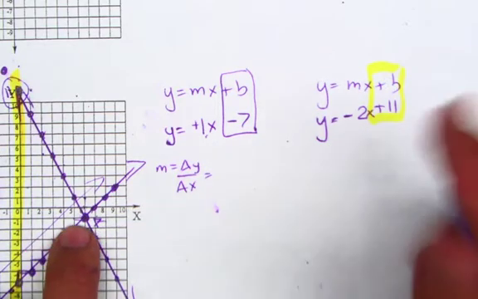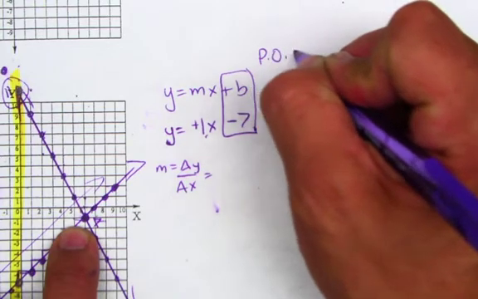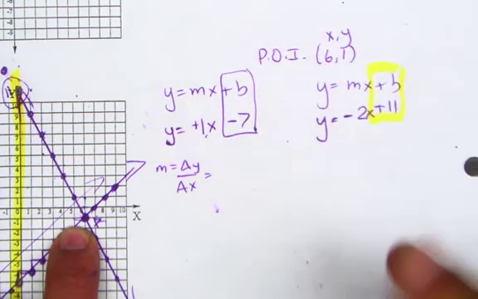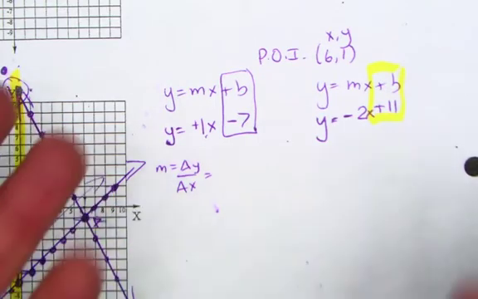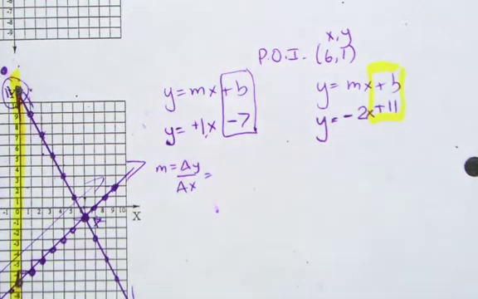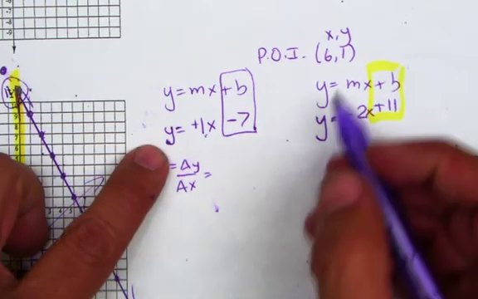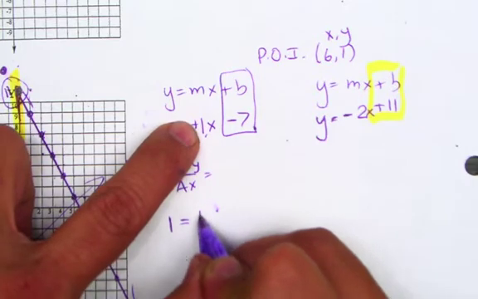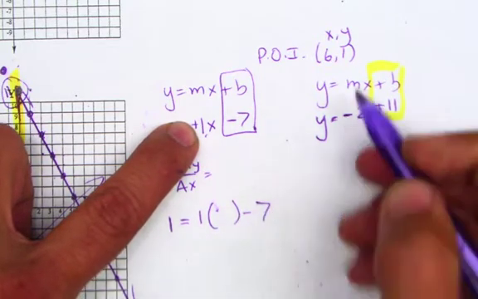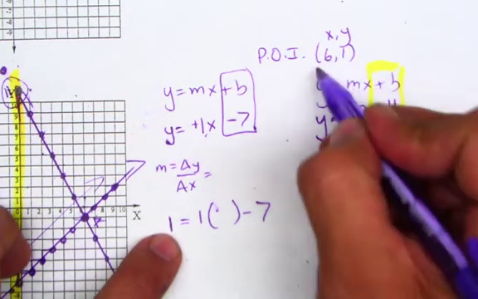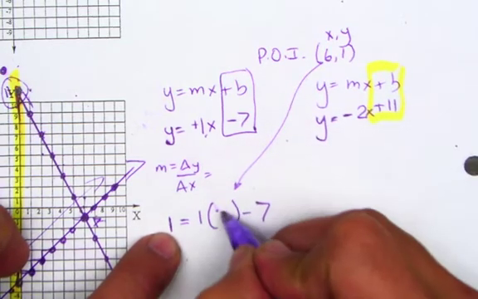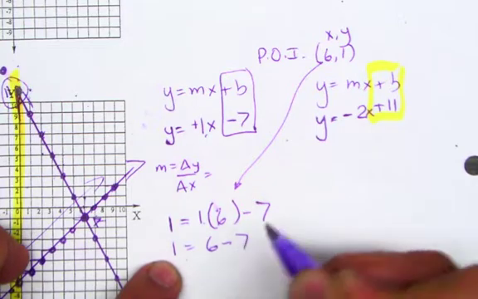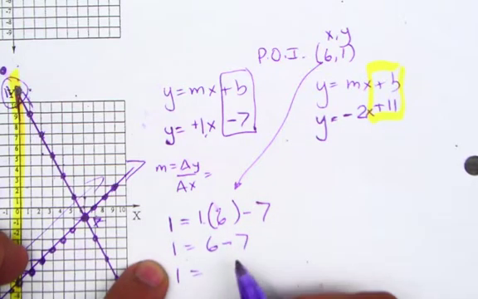And your POI was what? 6, 1, x, y. There you go. Now I asked you, okay, go ahead and plug it in to make sure it's correct. So here we go. Let's just plug it in. Y is what? 1 equals 1 times x minus 7. What's your x? X is your 6. 1 equals, what's 1 times 6? Minus 7. What's 6 minus 7? Please don't say 1.